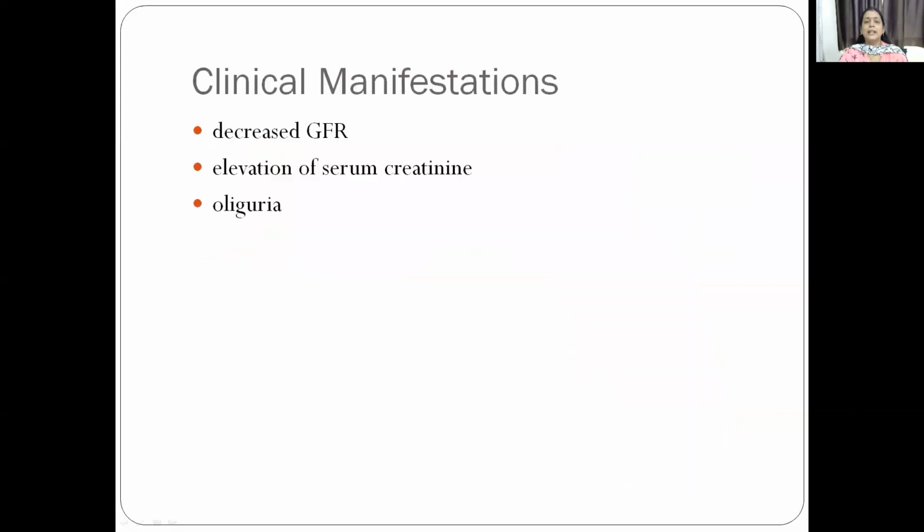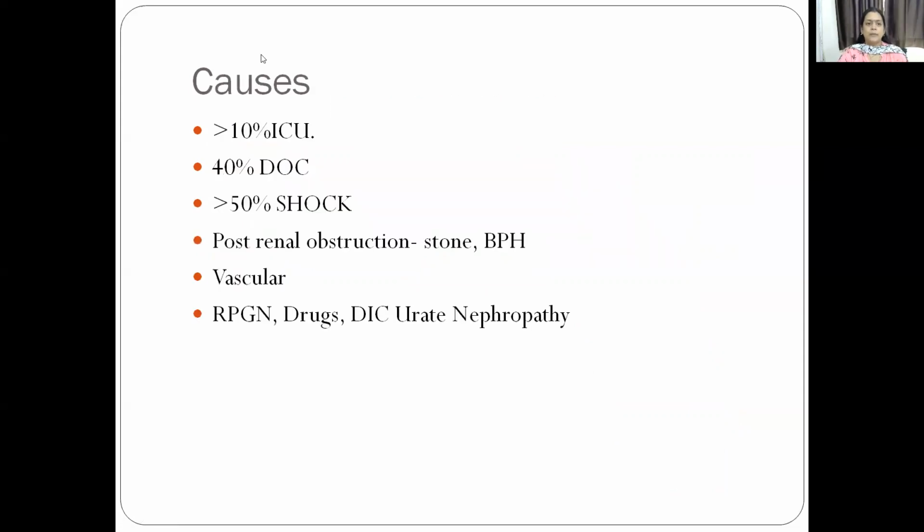So what are the clinical manifestations? Decreased GFR, obviously, elevation of serum creatinine, and oliguria. Oliguria, I told you how it is caused. Because of the backflow, there is no proper urine flow getting through the tubules.